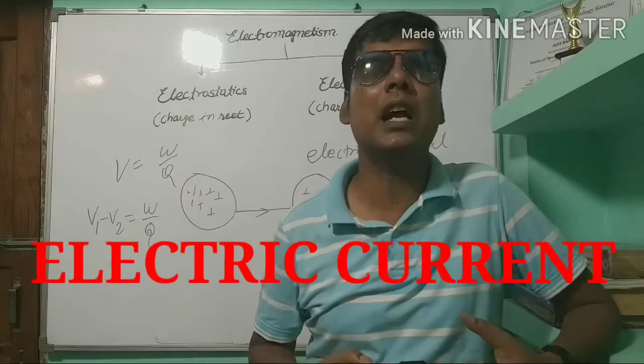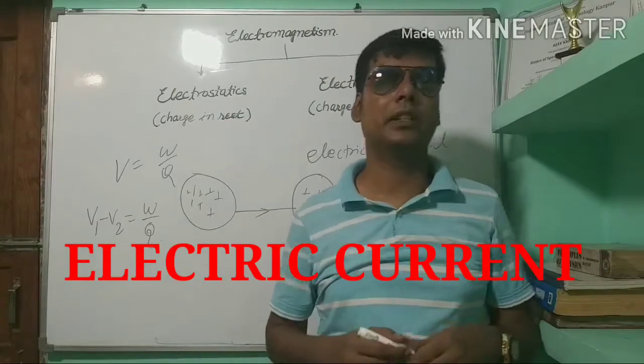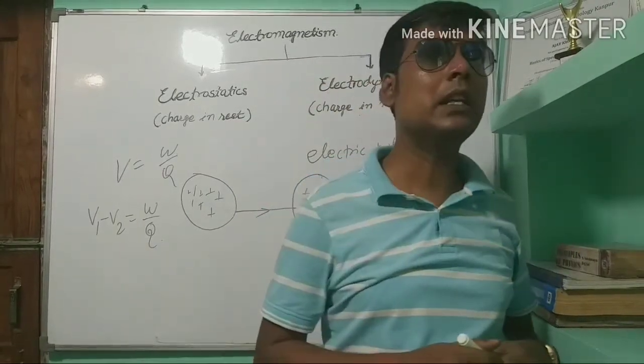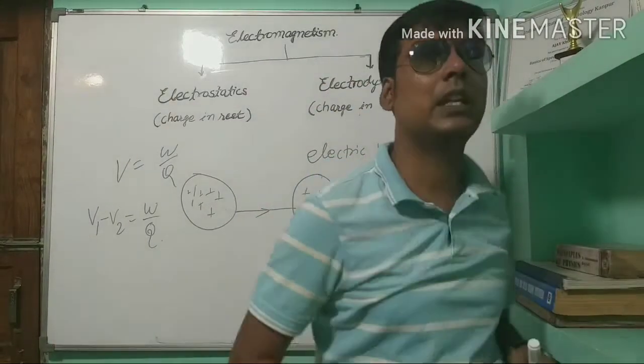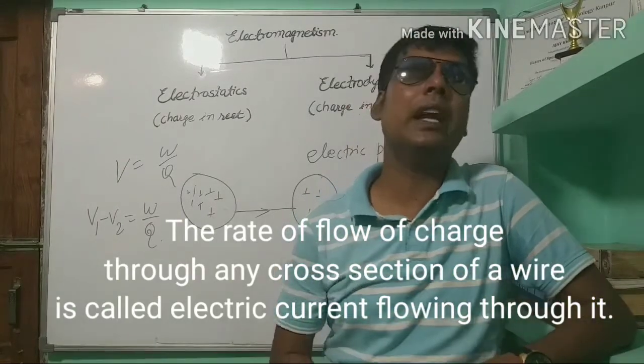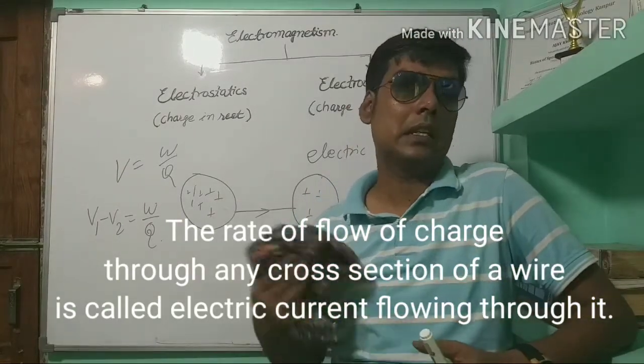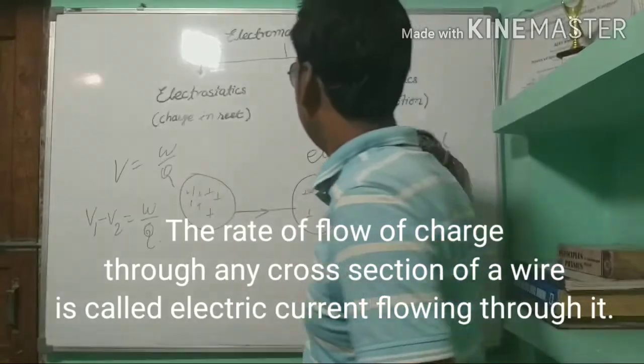This movement of charge is called electric current. So, what is electric current? Electric current is the rate of flow of charge through any cross section of a wire. Okay, so I am writing it.